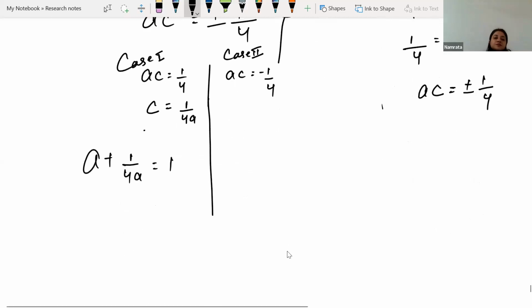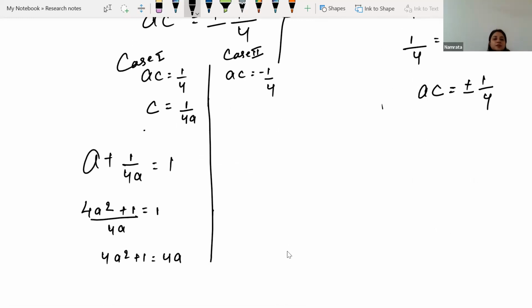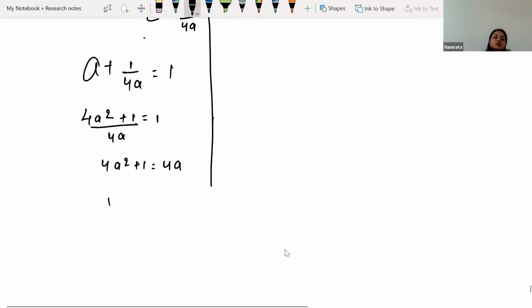Is it clear? Yes, ma'am. 4A square plus 1 is equals to, by 4A you can say for a while. So 4A square plus 1 is equals to 4A we can write, right? Yes, ma'am. So 4A square minus 4A plus 1 is equals to 0. What A value we will be getting from here? Can you tell me?